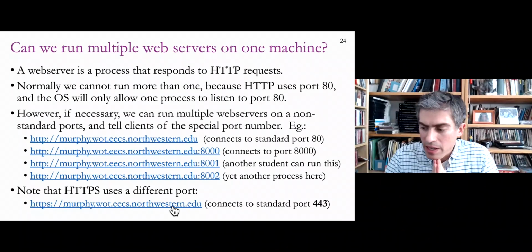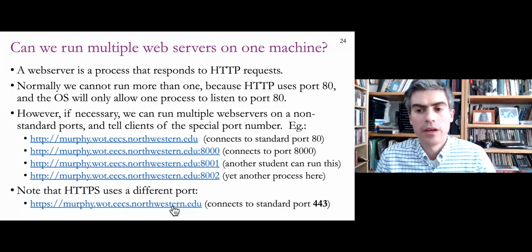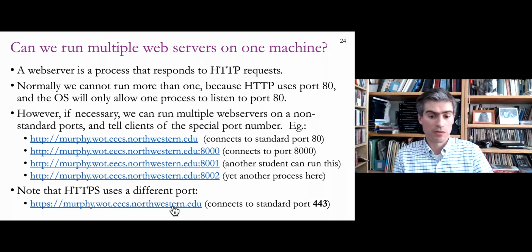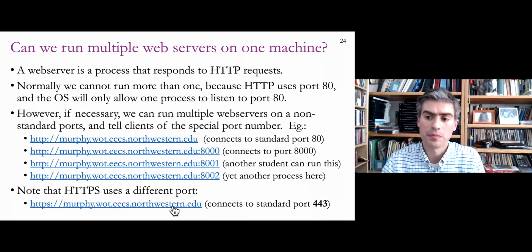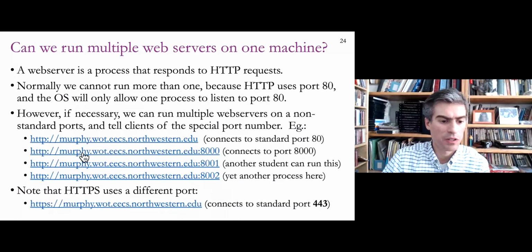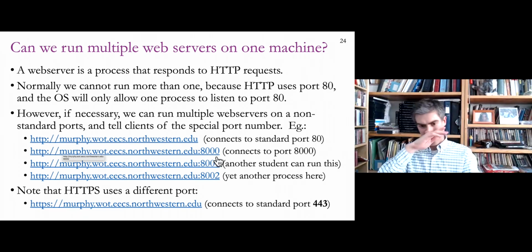Now, I said that web servers use port 80 by default, but there are ways to override that and to use custom port numbers for web servers. The way you do that, you may have seen once in a while in a URL, after the host name, a colon and then a number. That colon and number specifies a custom port number.